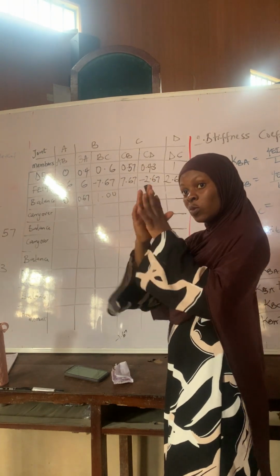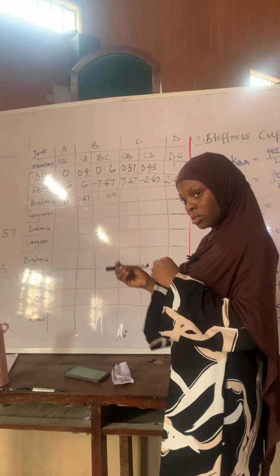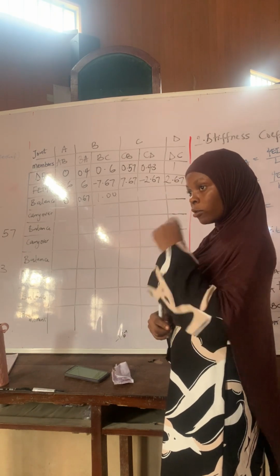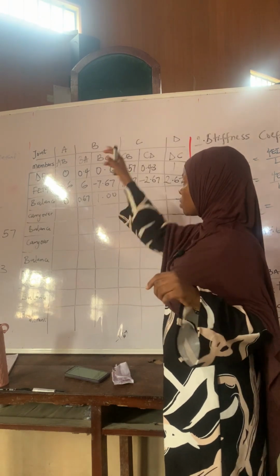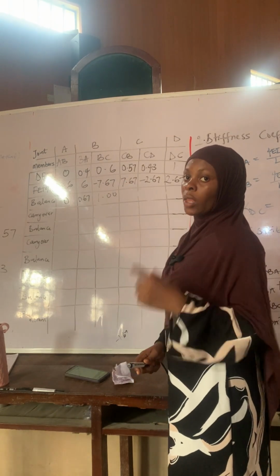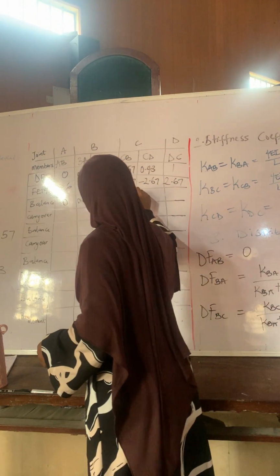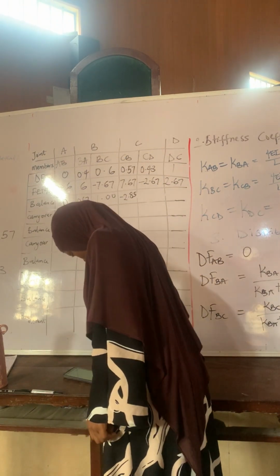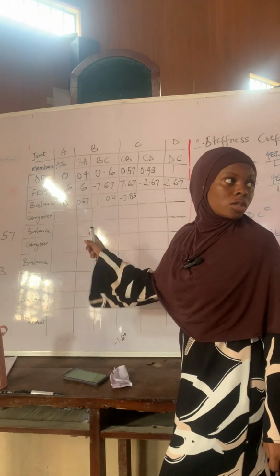Since we are still dealing with joint C, and we have our members CB and CD, any answer you get there, you're going to multiply by your distribution factor. So that 5 multiplied by 0.57 gives minus 2.85. So for this one, it's going to be what? This one will be what?